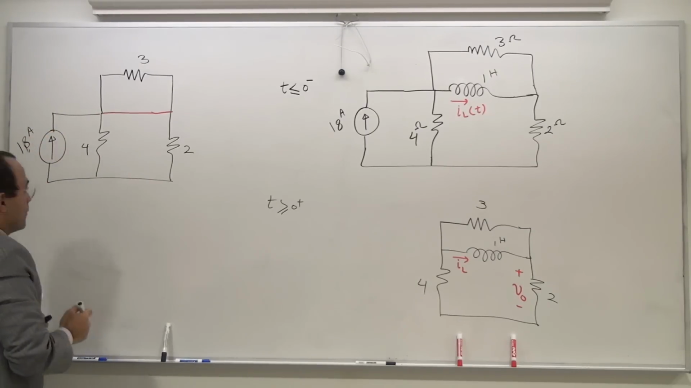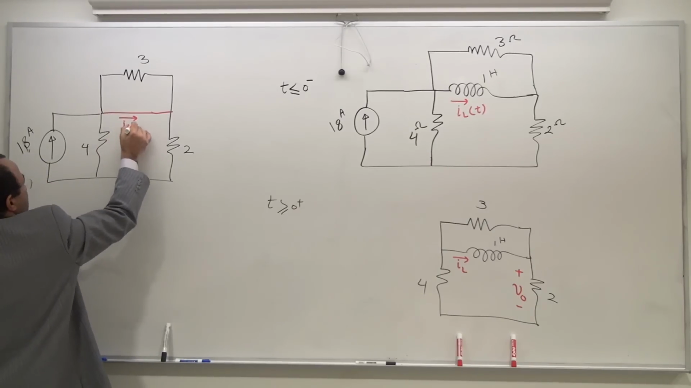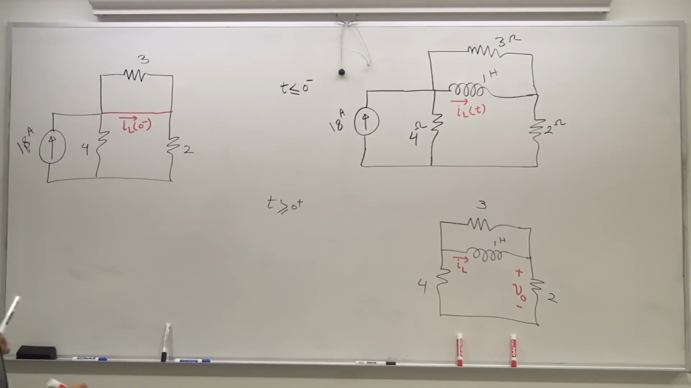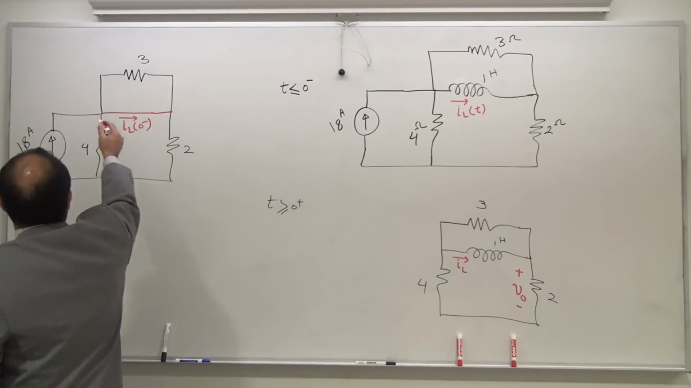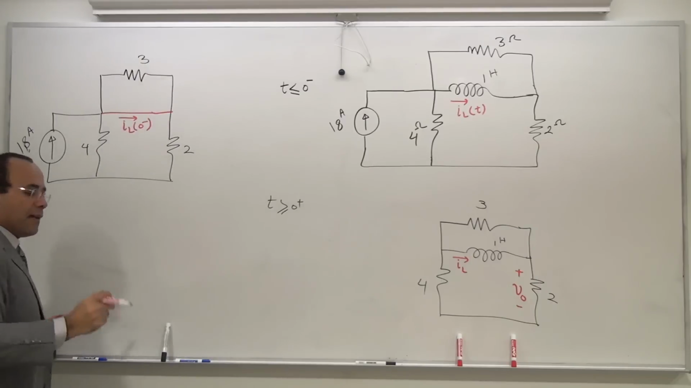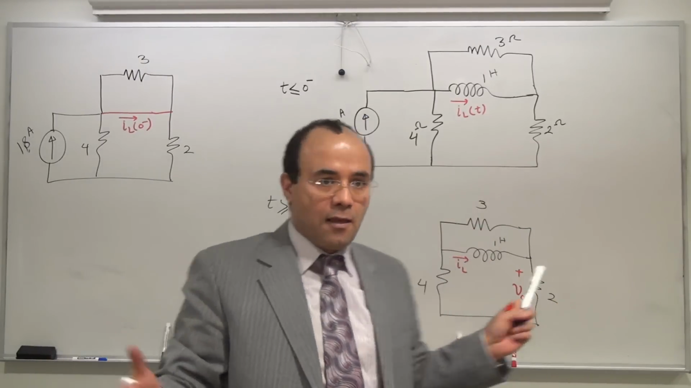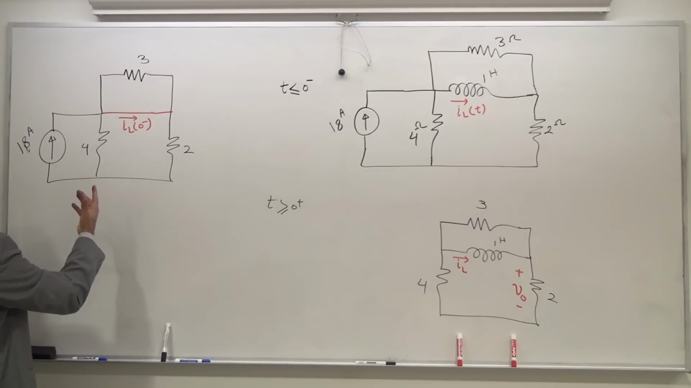Okay. What am I trying to find? I'm trying to find this. And now I safely declare this is IL of 0 minus. It's a pure resistive system now. Now you can see this short is in parallel with 3 ohm. Remember, a short in parallel with any resistor is going to be short, because obviously, least resistance path.